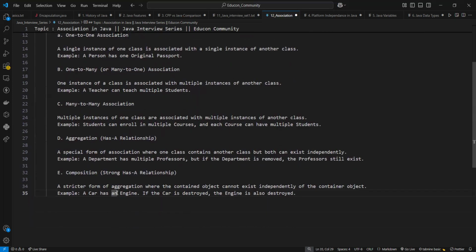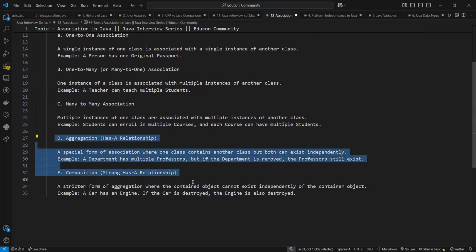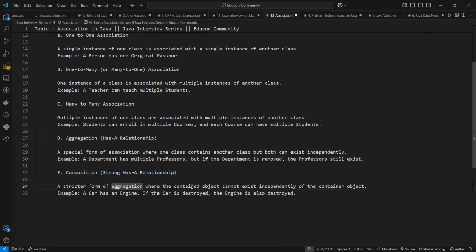Another question can be asked: what is the difference between aggregation and composition? Considering lifetime, in aggregation the objects have their own lifetime and there is no owner. But in composition, they are controlled by the whole or parent that owns it. I have already told you that the contained object cannot exist independently.